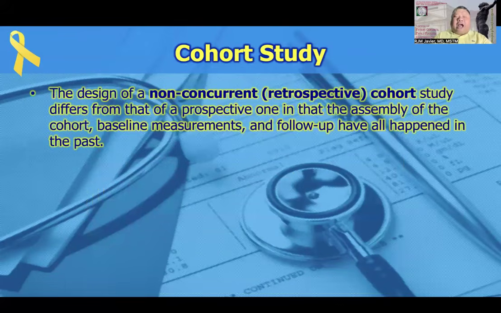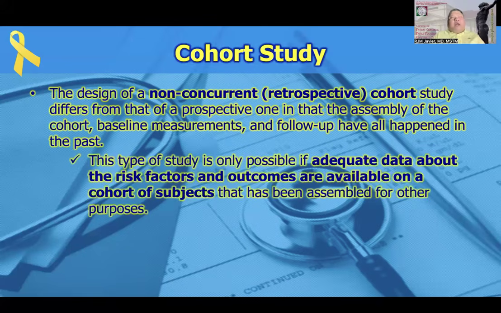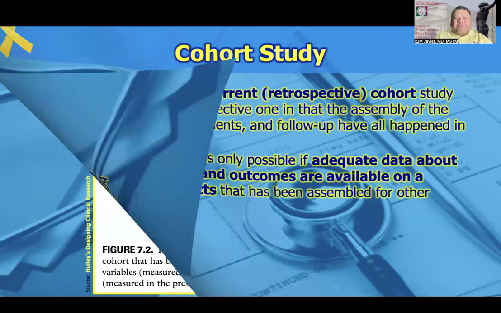Now look at your non-concurrent cohort. Let me reiterate, the term retrospective is a misnomer. In older textbooks, this is what we call it, your retrospective cohort. Now we utilize your non-concurrent cohort if you are looking at data that might require historical exposure. This type of study is only possible if adequate data about the risk factors and outcomes are available only on a cohort of subjects that has been previously assembled for other purposes.